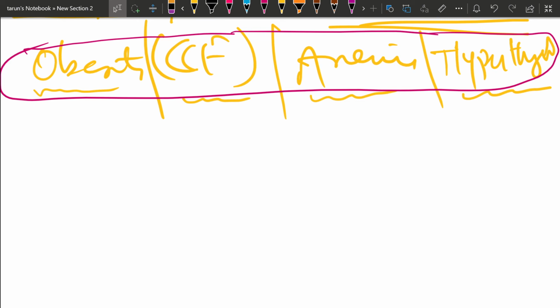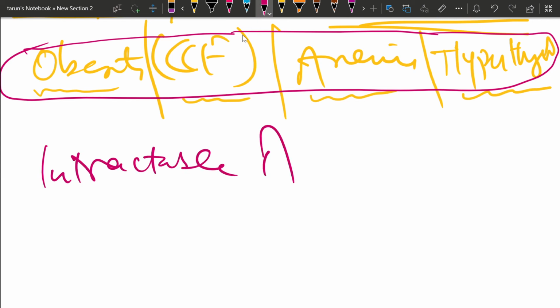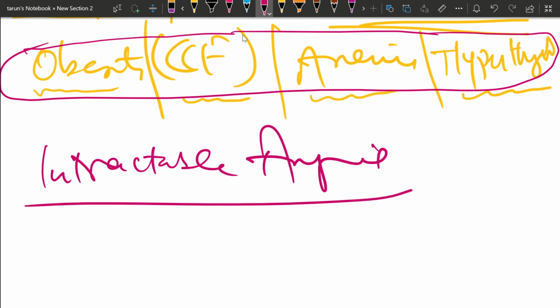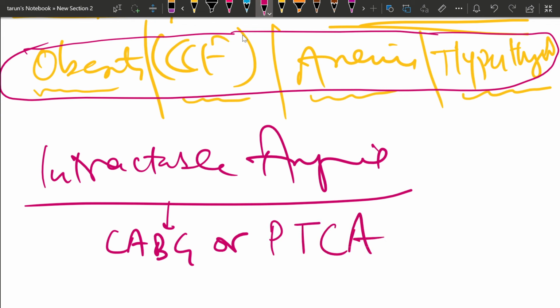As we already discussed, refractory angina is called intractable angina. For intractable angina, you are going to do coronary angiography with a view to undergo coronary artery bypass grafting or percutaneous transluminal coronary angioplasty. So if there is intractable angina, the options are coronary artery bypass grafting or percutaneous transluminal coronary angioplasty. Okay.